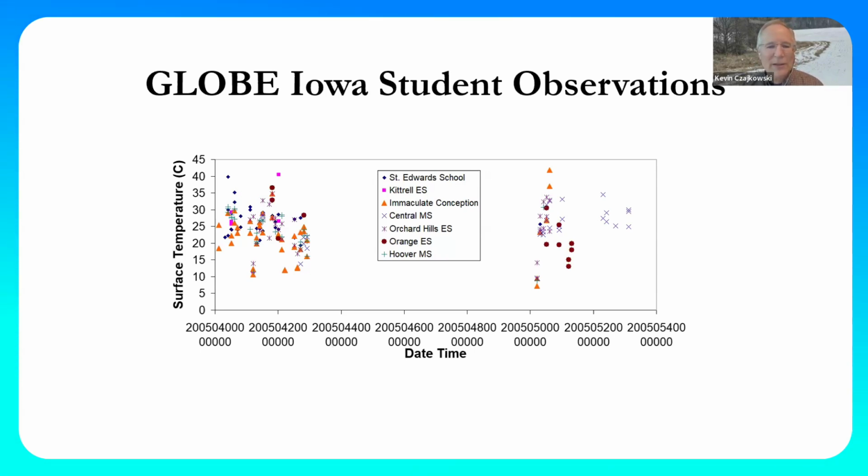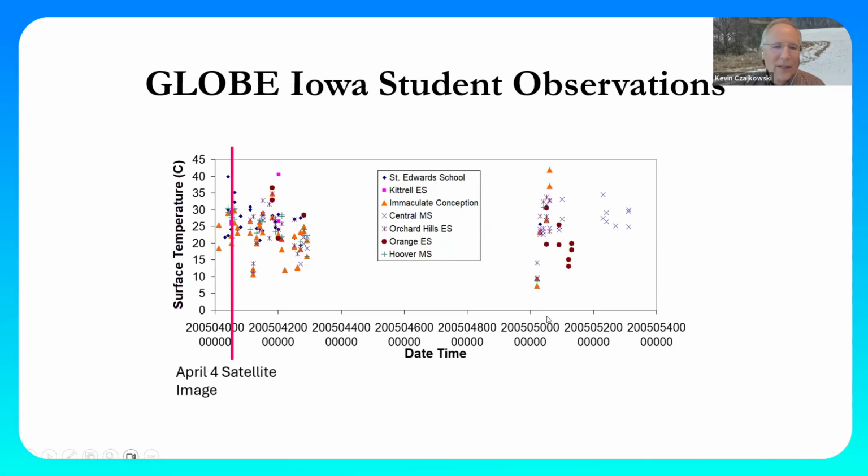So I worked with schools in Iowa, and you see all the different schools here, and these are the temperatures. So let's see, they did this April and then May. You can see the different values. There's kind of a gap there for a number of days. Sorry about the formatting of the date. This is the old days of Excel. So it was harder to format dates at that time.